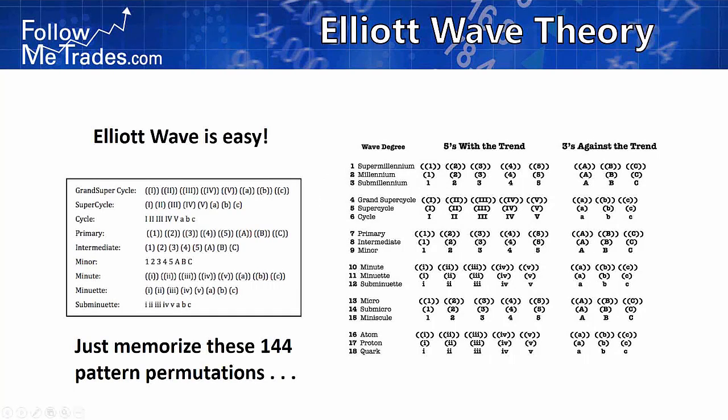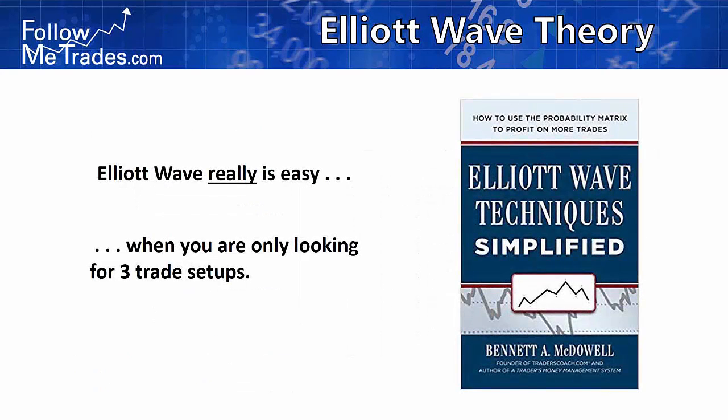That's why so many people turn away from Elliott Wave, because some of the approaches to it are that complex, and the practitioners can't agree on wave counts and whether we're in a quark or a super cycle. It's like, give me a break. Are you kidding me? So Elliott Wave really is easy. We're only looking for 3 setups. There's only 3 setups that I look for in all my trading and that I teach in my courses, right?